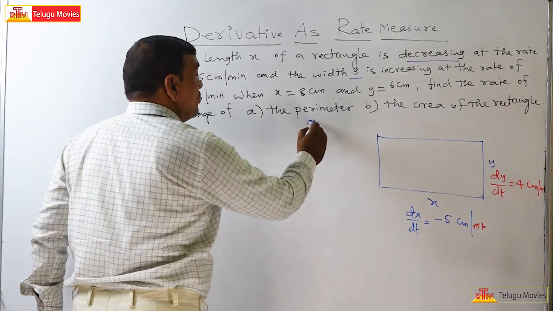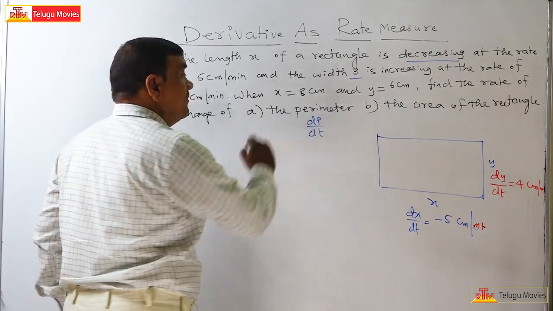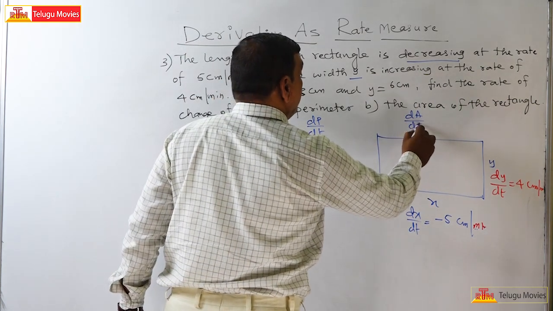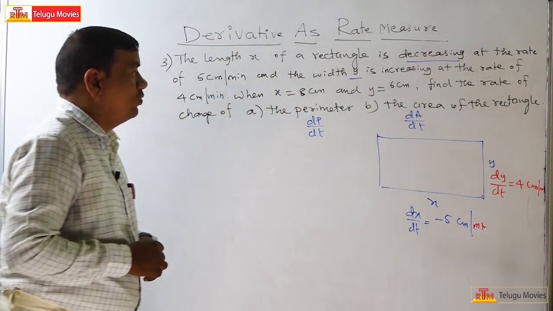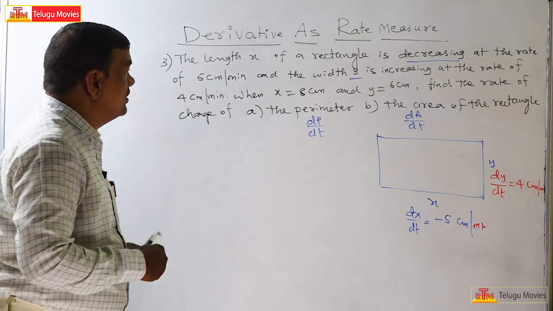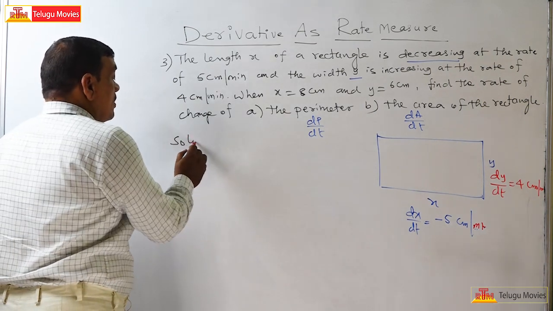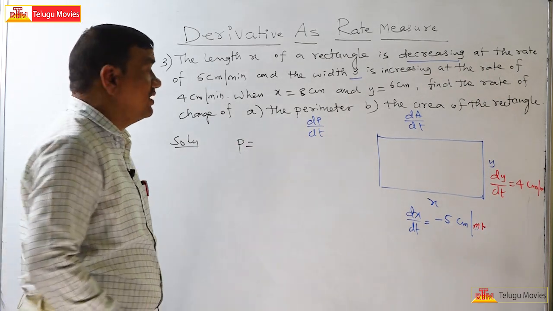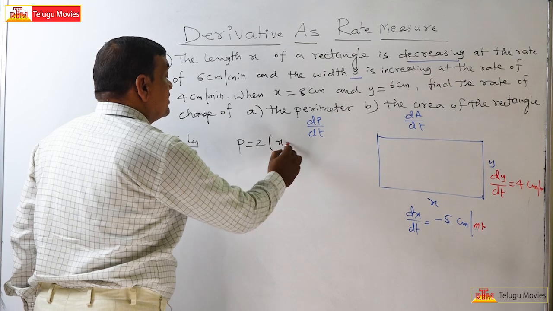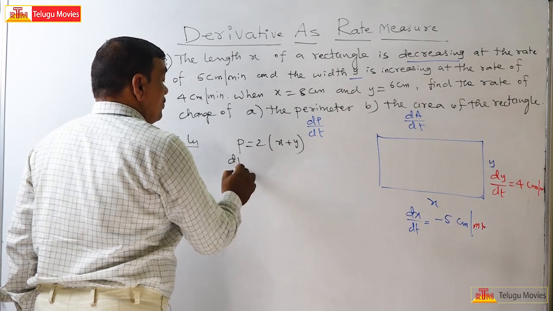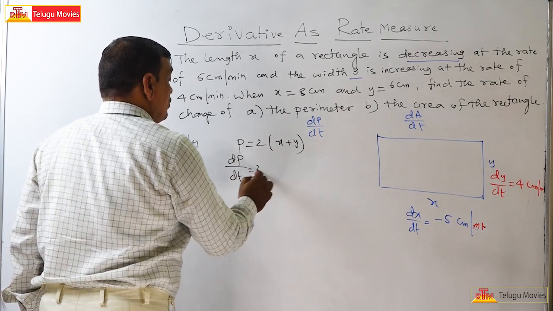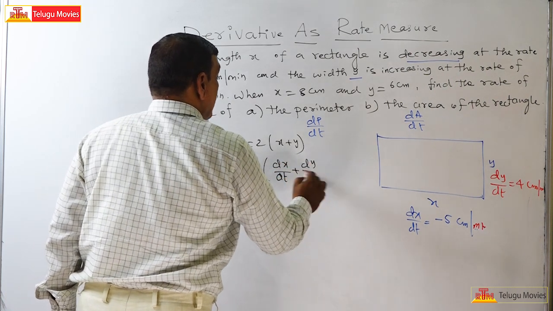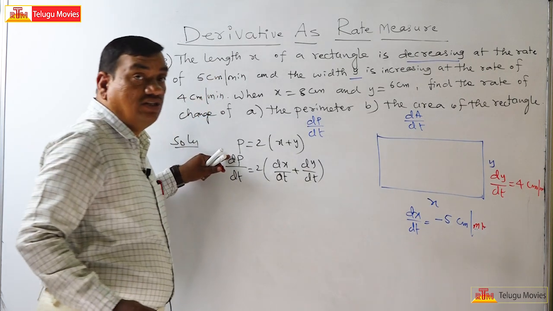We have to find out the rate of change of perimeter. That means we have to find out dp by dt, and the rate of change of area of the rectangle, dA by dt. Okay, now, let us do the solution. We know that the perimeter of the rectangle is 2 times (length plus breadth), x plus y. So dp by dt is equal to 2 times (dx by dt plus dy by dt), the rate of change of perimeter.